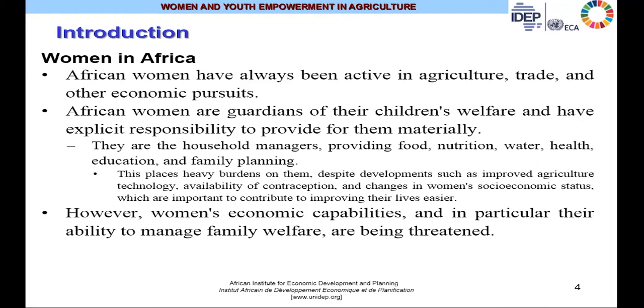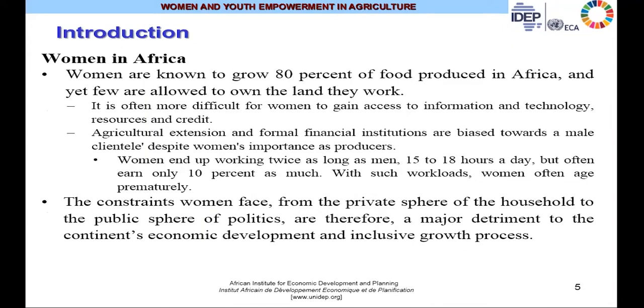However, despite these advances, women's economic capabilities, and in particular, the ability to manage family welfare, have been threatened. Women in Africa grow 80% of the food, and yet are allowed to own just a small proportion of the land. It is often more difficult for women to gain access to information and technology, as well as other resources needed in agriculture, particularly credit.